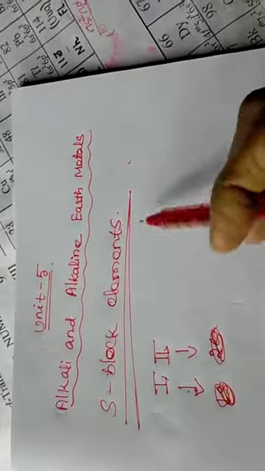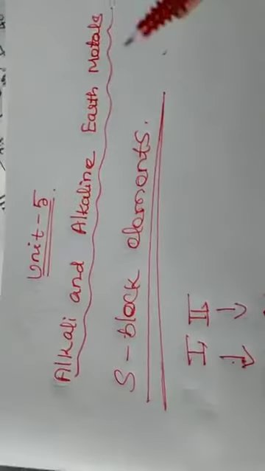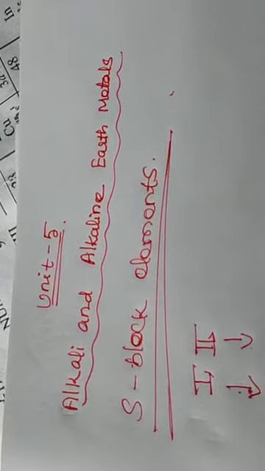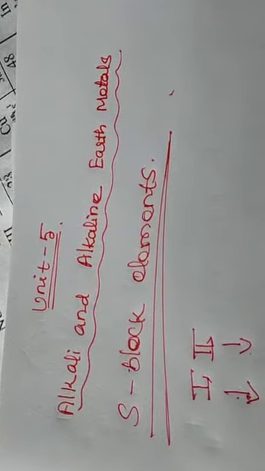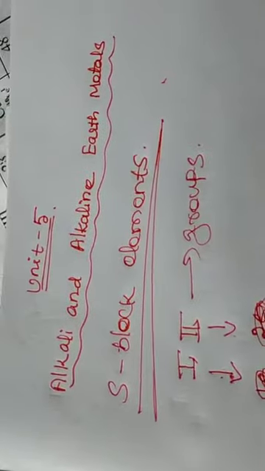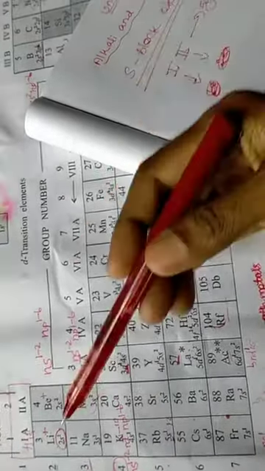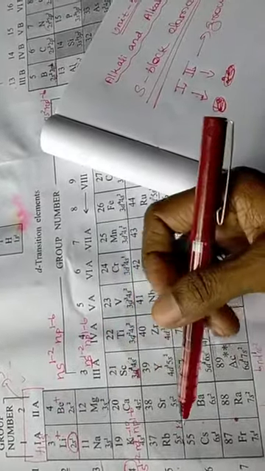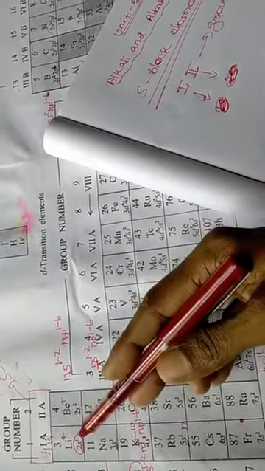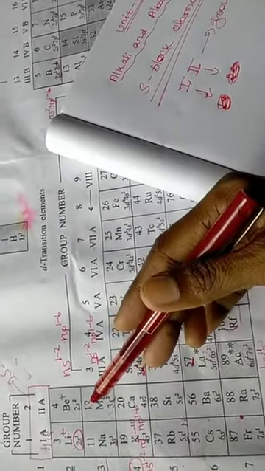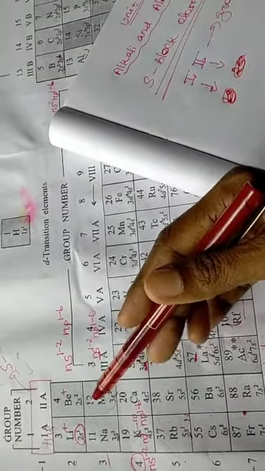Generally, alkali metals are known as S-block elements. In the modern periodic table, you can take the first two groups. They are generally known as S-block elements. So, first group and second group elements are S-block elements. First group elements are known as alkali metals. Second group elements are known as alkaline earth metals.